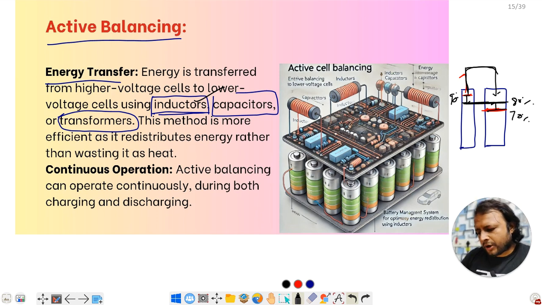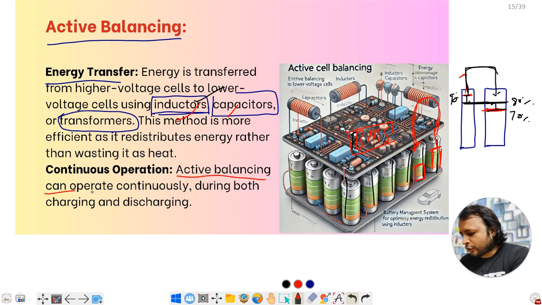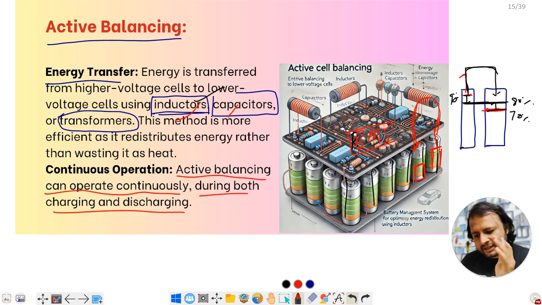So this is quite complex. This is our battery pack, and here many sensors and the BMS are there. Here you can see the complete BMS, which has many components. We are using two or three inductors, capacitors and transformers, so that the charge from the higher cell can be transferred to the lower cell. That process is called active balancing. Active balancing can operate continuously during both charging and discharging.